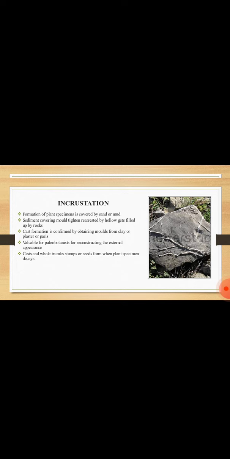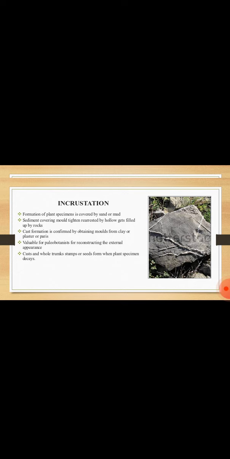Furthermore, the inside as well as outside solidifies into the stone from which the external part may be peeled off, leaving an exact cast of the plant part showing all its surface features. These actually do not contain any of the original organic material of the plant or cellular detail. The surrounding material of the mold forms the incrustation, while the rock material surrounded by the incrustation is known as a cast. A cast is valuable to paleobotanists in reconstructing the external appearance of many kinds of plants.